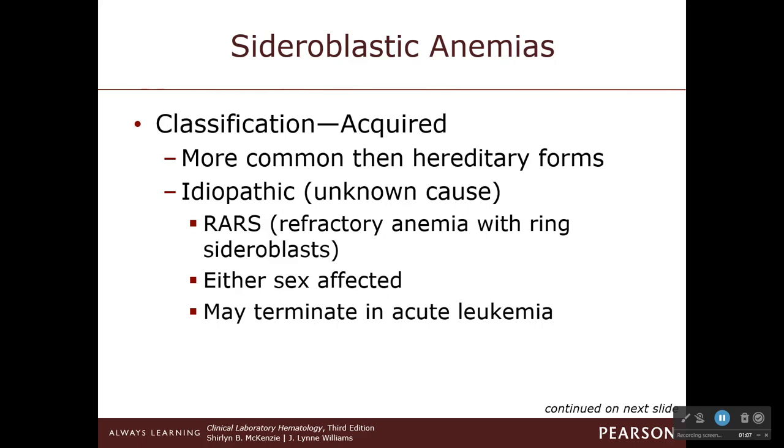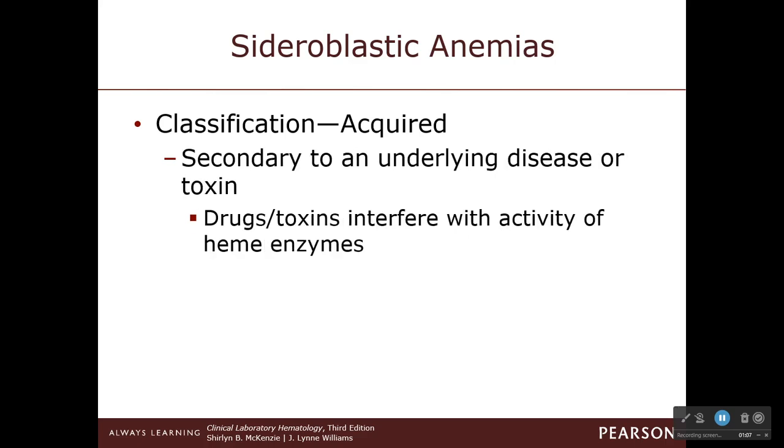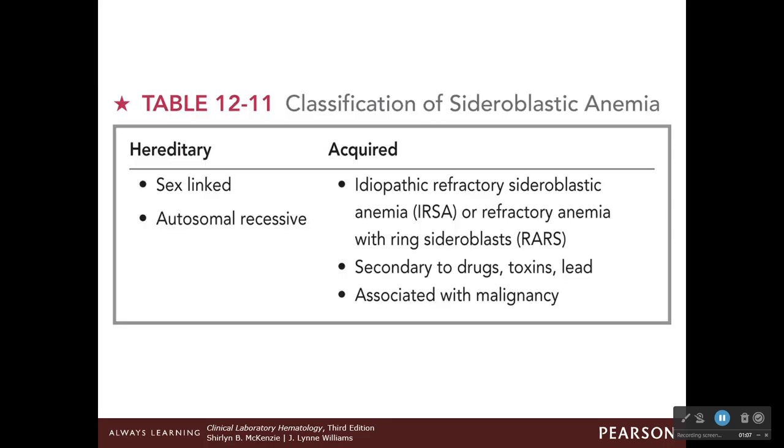Okay? But you do see it sometimes in leukemia patients. They'll develop rares as they go. But it can also be vice versa. Okay? And we'll talk more about that later on when we're talking about leukemias. Okay? But just be familiar, there is a rare one, refractory anemia with ringed sideroblast. Okay? Secondary to underlying disease or toxin. This can be drugs, toxin interference, all these different things with those enzymes.